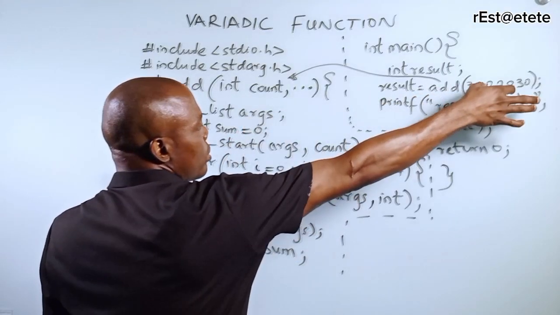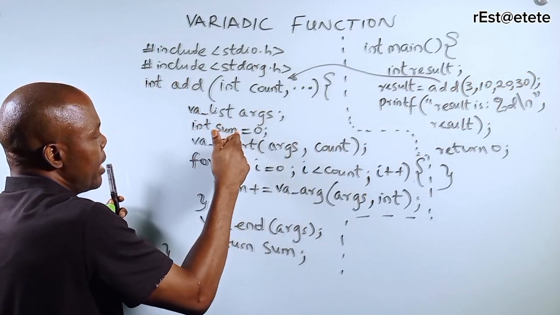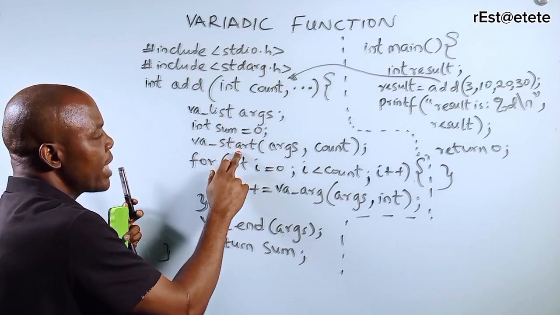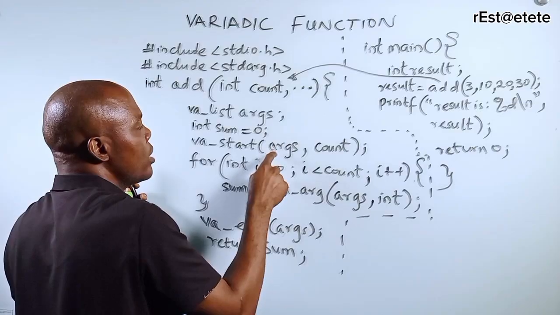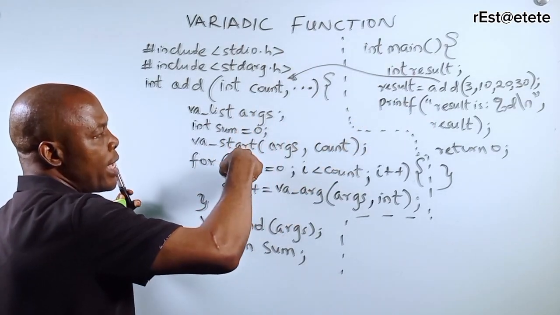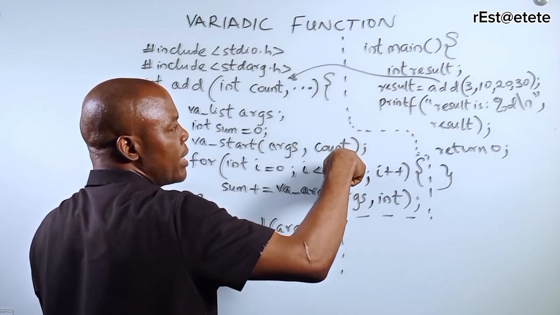This ask is to accommodate this 10, 20, 30. Then I declare my variable sum and I assign 0 to it. Then va_start. So va_start is used to initialize this basket. So the first thing I pick, 10, I put it inside. I pick 20, I put it inside. I pick 30, I put it inside.